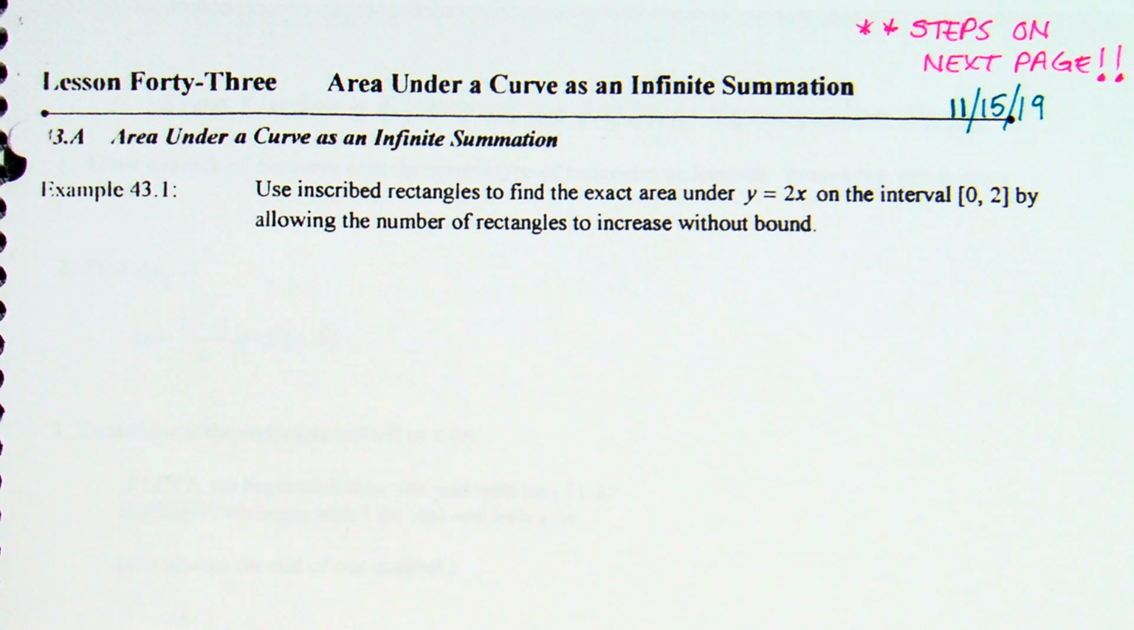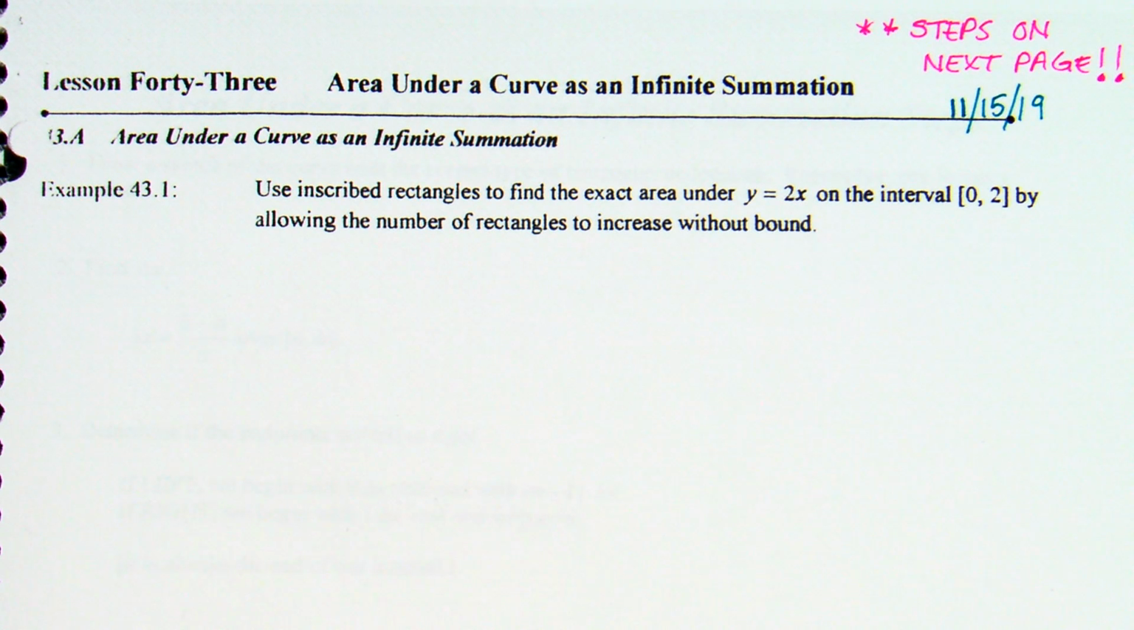Okay. Lesson 43 is what we are attempting to get into now. Area under a curve as an infinite summation. A couple of lessons ago, we started off with area under a curve and we were making rectangles, yes? And we would make a set number of rectangles, like it would tell us make 4 rectangles. We would add up those areas.